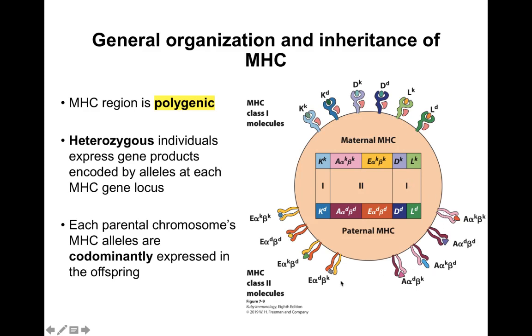And down here you see that for the MHC2 molecules. It also highlights that they're co-dominantly expressed. So you get one haplotype of your MHC molecules from your mother and one haplotype from your father, and both of them are going to be expressed on the surface of your cells.